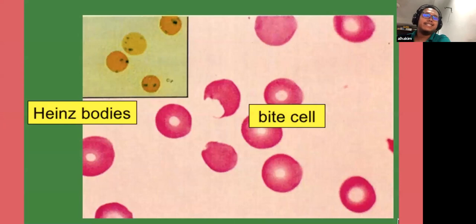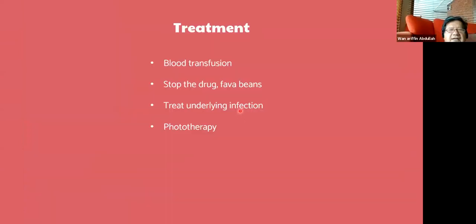Okay, next is the picture of the Heinz body, and this is how the bite cell looks. The macrophage will engulf this part only, leaving this RBC. So this will be shown on the blood film. Okay, that can come in the exam.